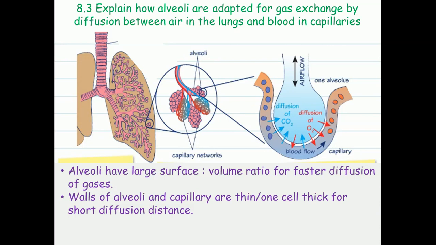So in the exam you want to mention the wall of the alveoli and capillary. A common mistake is to say the alveoli and capillary are 1 cell thick. It's the walls that are 1 cell thick.